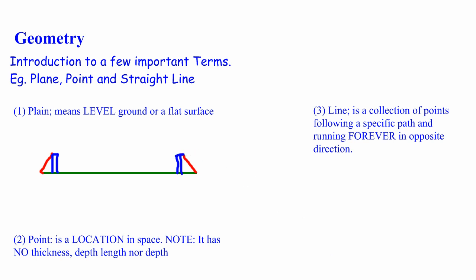So this green line represents the surface of the football field. Let's say for example it's the green grass, and if you notice, it's flat, it's level. So that's what we mean when we're speaking about a plane basically.